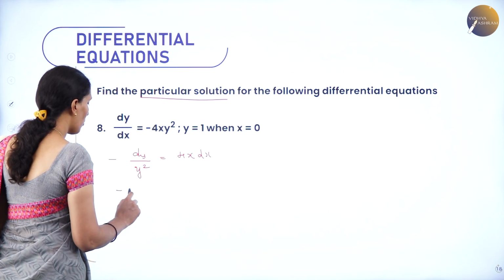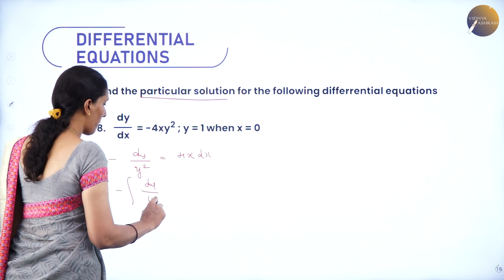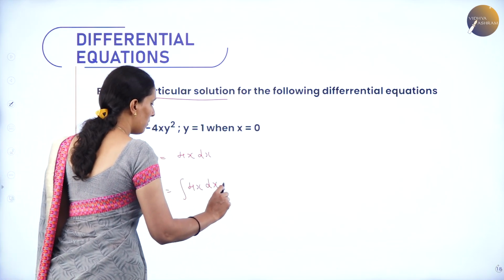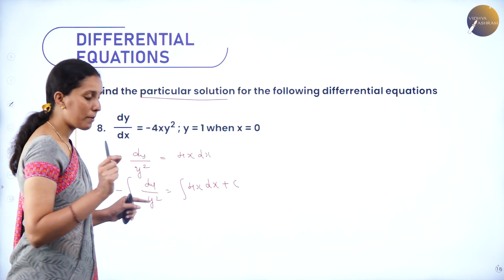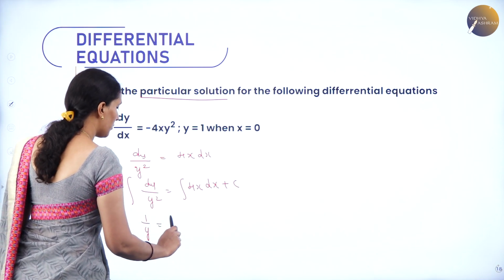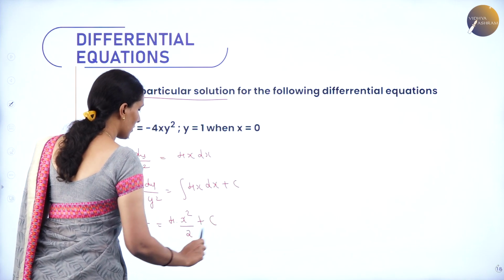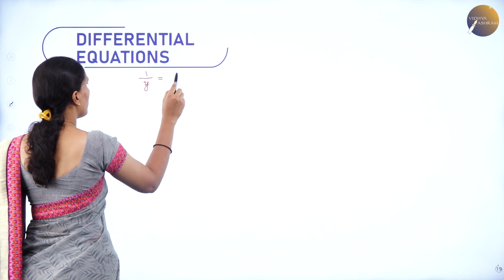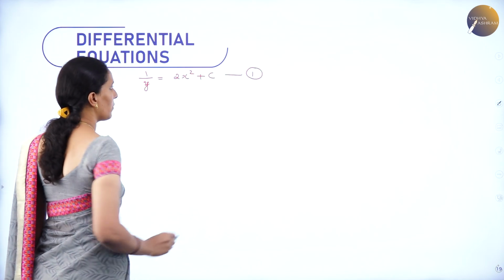Let me integrate it on both sides. So I'll take the integral of dy by y square equals the integral of 4x dx plus c. The integration of 1 by y square is minus 1 by y. So therefore this becomes 1 by y is equal to 4 into x square by 2 plus c. The 2 gets cancelled. I'll get 1 by y is equal to 2x square plus c. So let me take this as equation 1.